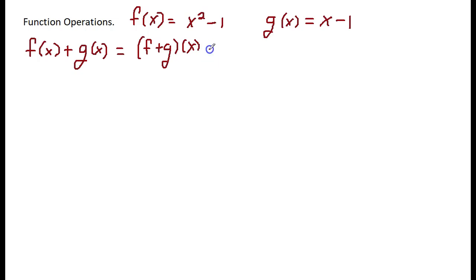So what does that mean? It means we take these two functions and we add them together. So that means I take my f of x, which is x squared minus 1, and I'm going to add to it g of x, x minus 1. And then you combine your like terms. So x squared, there's no other like terms, so I write it down. And I have a plus x. Then minus 1 gives me minus 2. Now that's all there is to adding these.